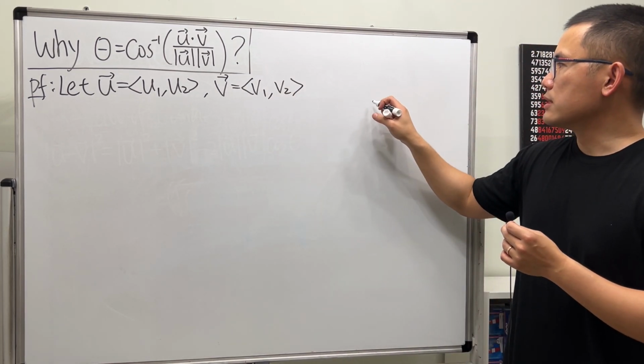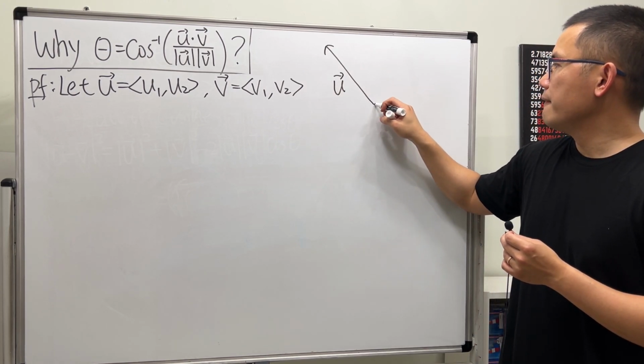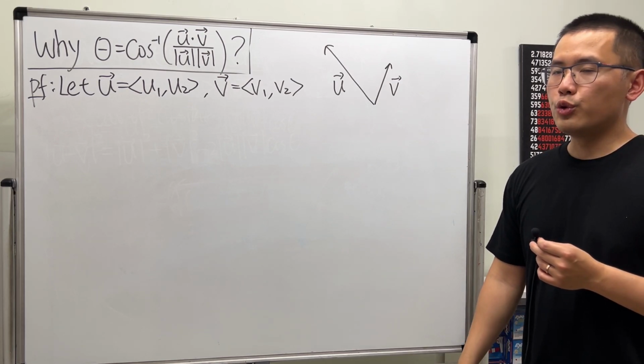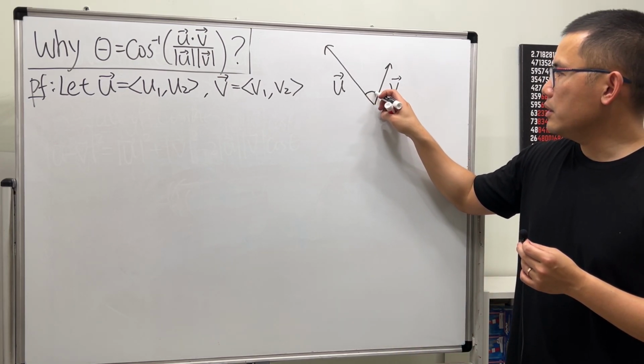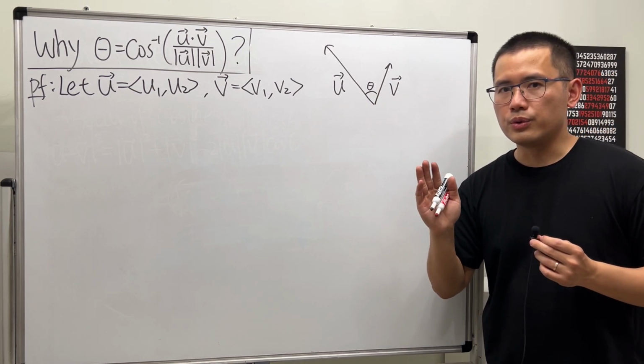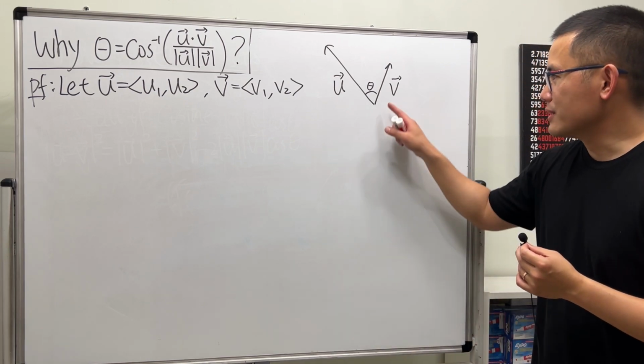And let me just show you guys a picture. Let's say u looks like this, and let's say v looks like this. And the angle between them is defined to be right here. The angle has to be between 0 and 180 degrees, or in radians it will be 0 to pi. So it's not the big one, it's this one.